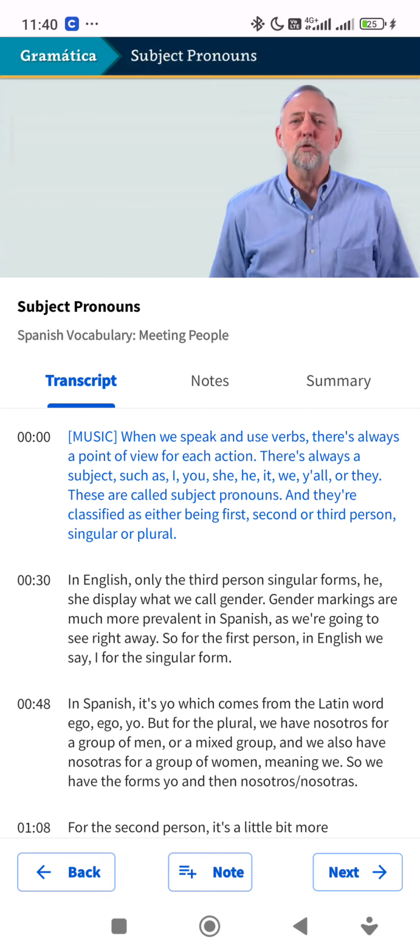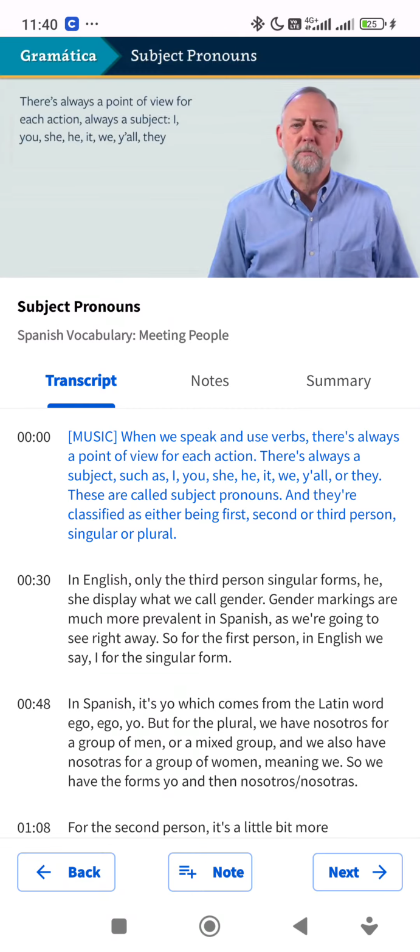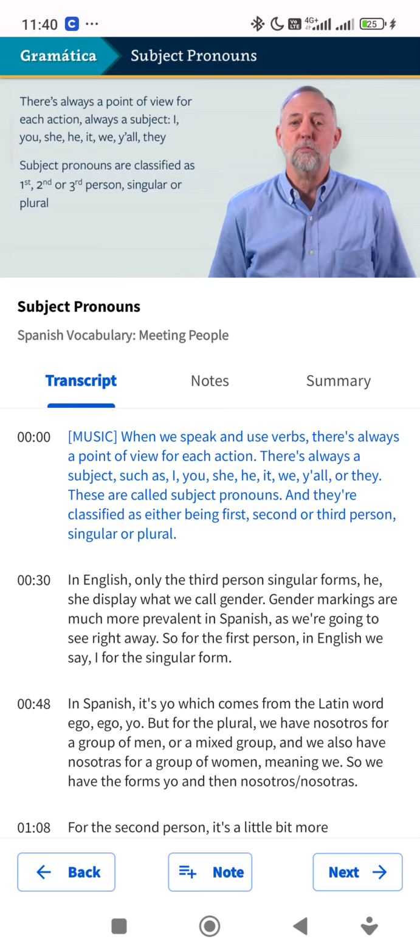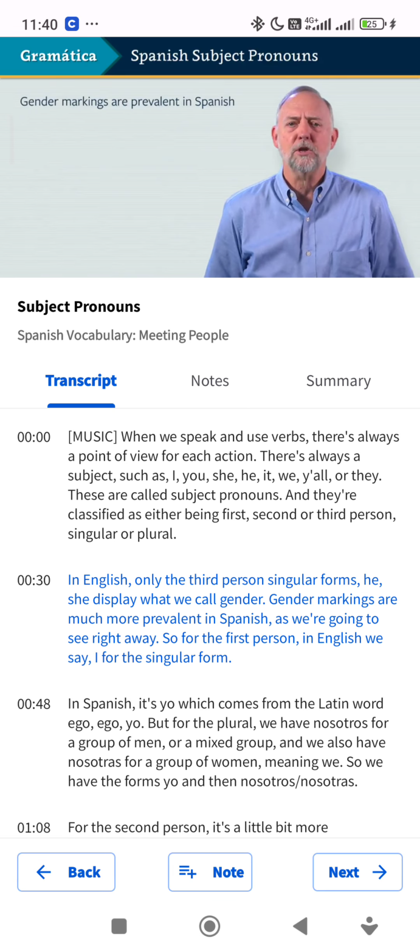When we speak and use verbs, there's always a point of view for each action. There's always a subject, such as I, you, she, he, it, we, y'all, or they. These are called subject pronouns, and they're classified as either being first, second, or third person, singular or plural. In English, only the third person singular forms, he, she, display what we call gender. Gender markings are much more prevalent in Spanish, as we're going to see right away.